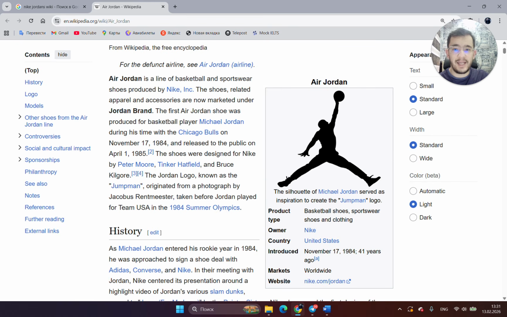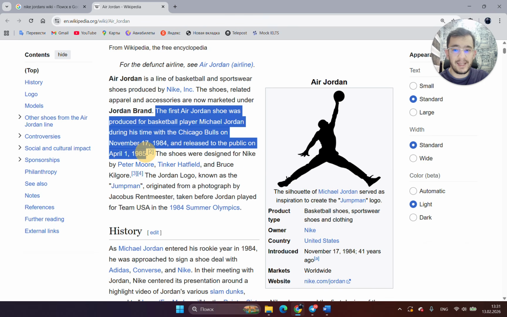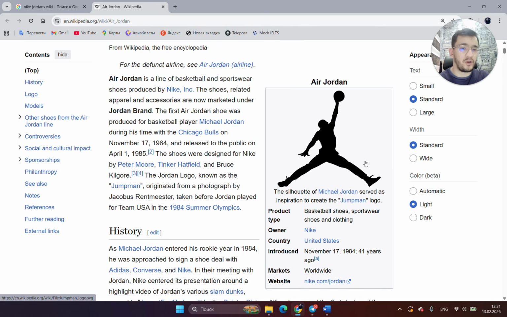Air Jordan is a line of basketball and sportswear shoes produced by Nike. The shoes, related apparel, and accessories are now marketed under the Jordan brand. The first Air Jordan shoe was produced for basketball player Michael Jordan during his time with the Chicago Bulls on November 17, 1984, and released to the public on April 1, 1985. The shoes were designed for Nike by Peter Moore and other people. The Jordan logo, known as the Jumpman, originated from a photograph where they pictured Michael Jordan dunking the basketball.